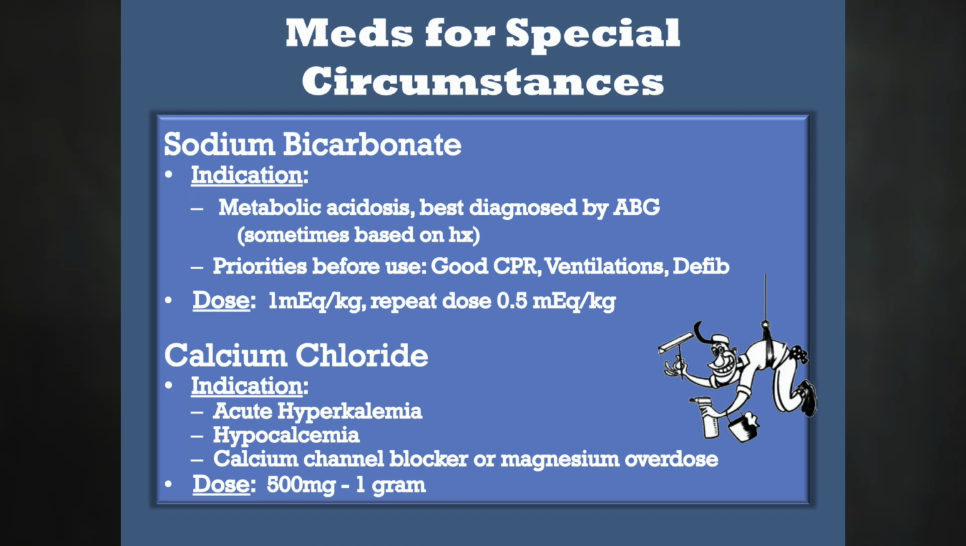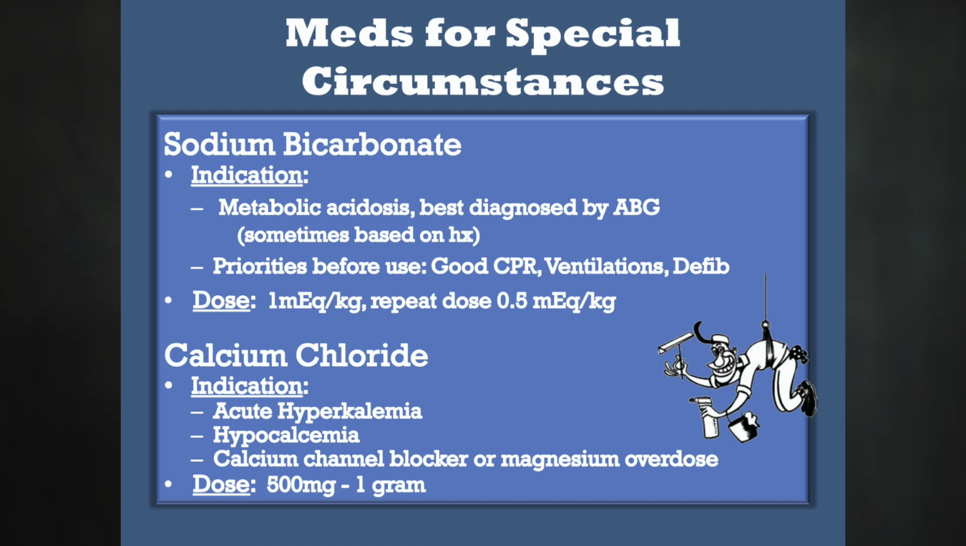The dose is 1 milliequivalent per kilogram. The thing to remember is it comes in a large ampule of 50 milliliters. Most of the drugs that we give are no more than 10 milliliters. So a 50 milliliter ampule is designed for a 100 or 110 pound patient. So you may be giving more than one of these large ampules.